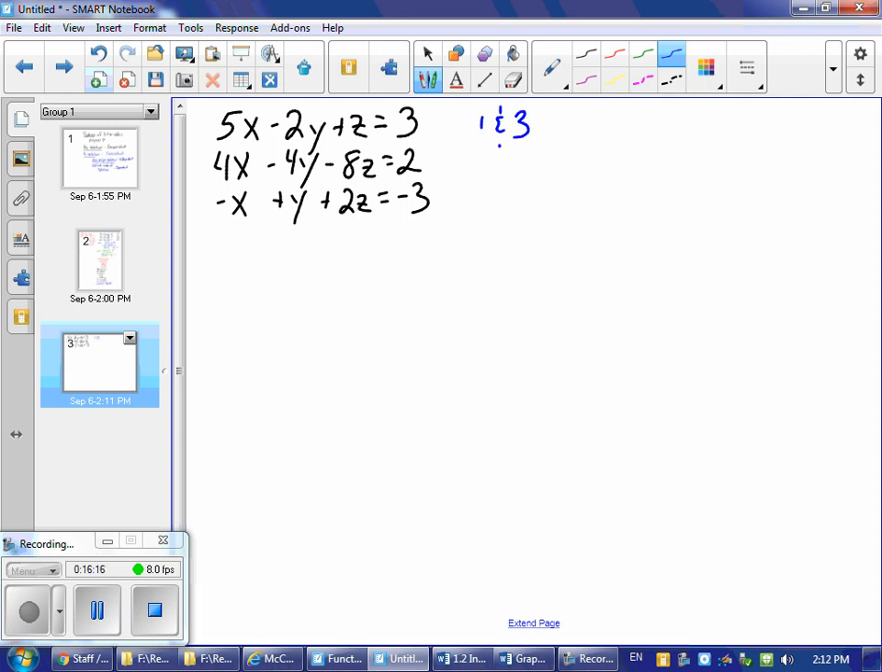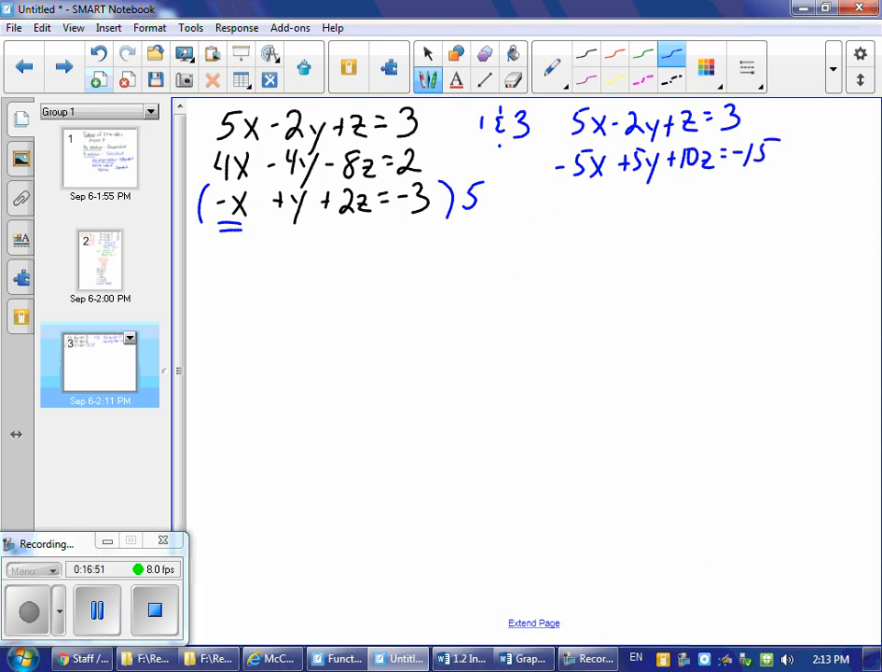If I were to use 1 and 3, I would need to multiply the whole bottom equation by 5, in order to make the bottom equation a -5x and add it to the first equation, which is +5x, and have those go away. So I'm going to write the first equation because I'm not doing anything to it. Then I'm going to multiply the entire bottom equation by 5, gives me -5x plus 5y plus 10z equals -15.